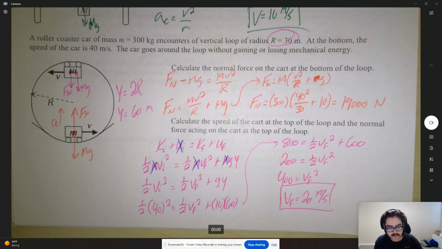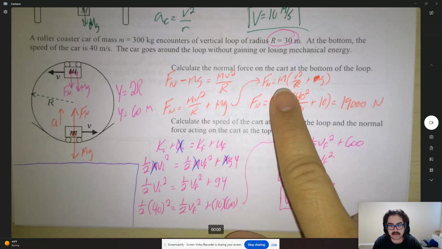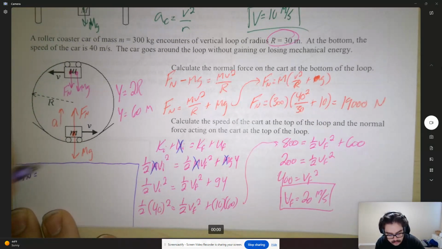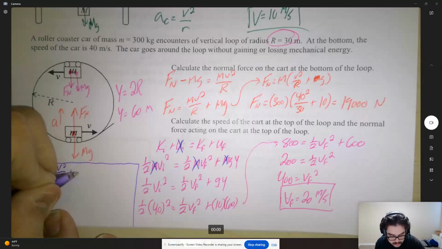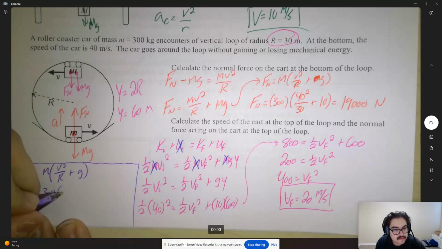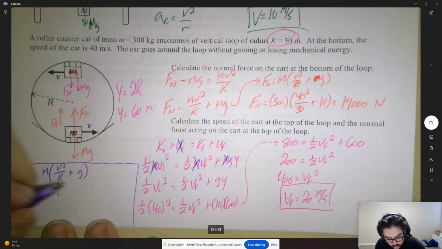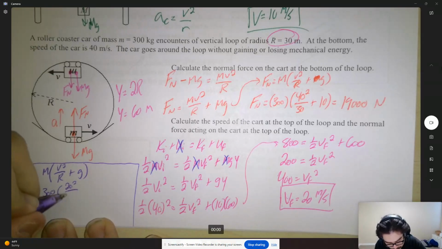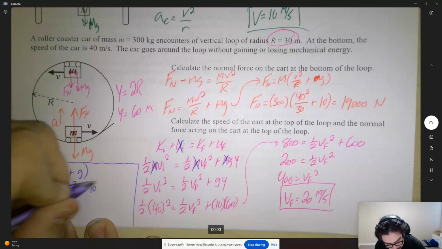Now that's not the whole problem, because we actually do need to figure out what the normal force is at the top of the loop. I'm going to do it in this little box right here. It's not going to take very long. All I have to do is use that equation I derived earlier: normal force is equal to mv squared over r plus g. Now I just plug everything in. The mass is 300, the final velocity is 20, so 20 squared over the radius, which is 30, plus 10.